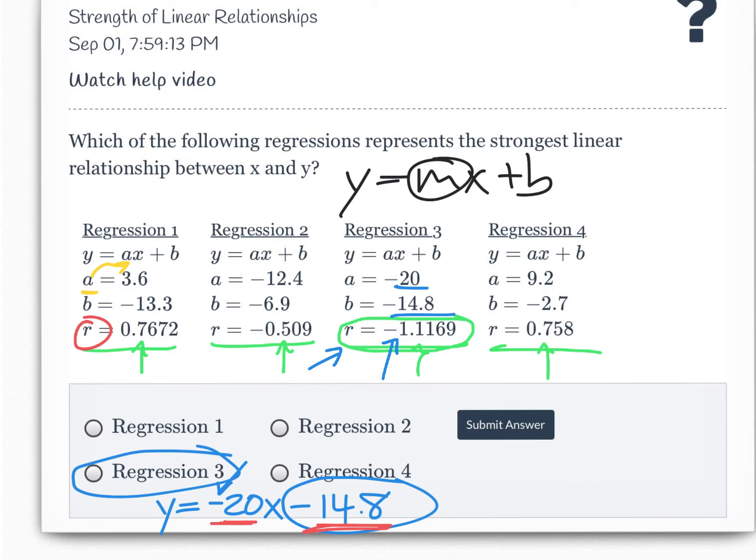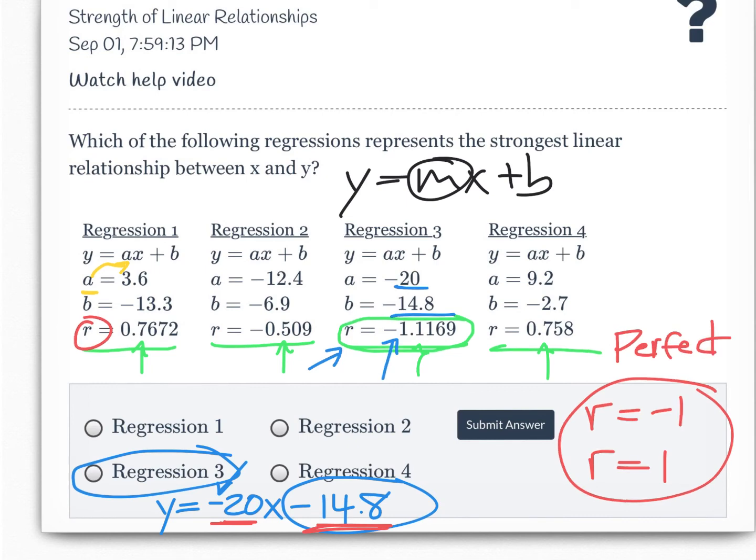How would I know if a line is a perfect fit? Then again, my R value would be exactly -1 or 1. If that happens, that is a perfect correlation. That means all my points are in a line. It is a linear equation, or again, an arithmetic sequence, if you go back and refer to when we were talking about it in sequences.